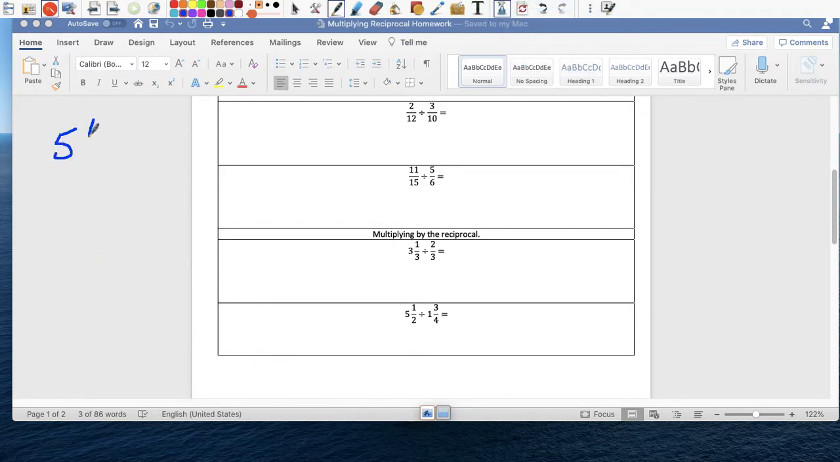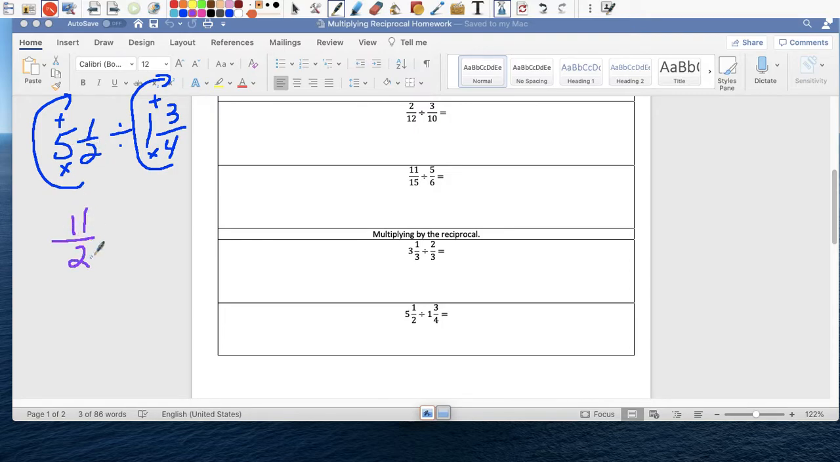2 mixed numbers. So again, times plus, and times plus. Change colors here. So 2 times 5 is 10, plus 1 is 11, over 2. Divided by 4 times 1 is 4, plus 3 is 7, over 4.